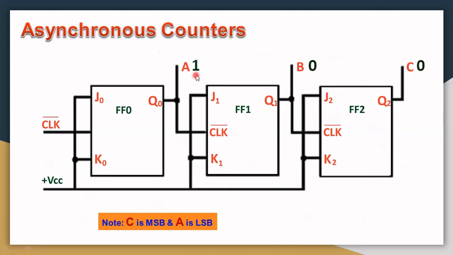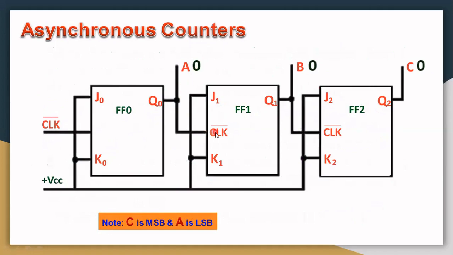Our state after the first count is 0, 0, 1. Then I am giving the second clock. When I give the second clock, the low or negative triggering clock, the output gets inverted because J is equal to K is equal to 1. Therefore, A changes to 0.